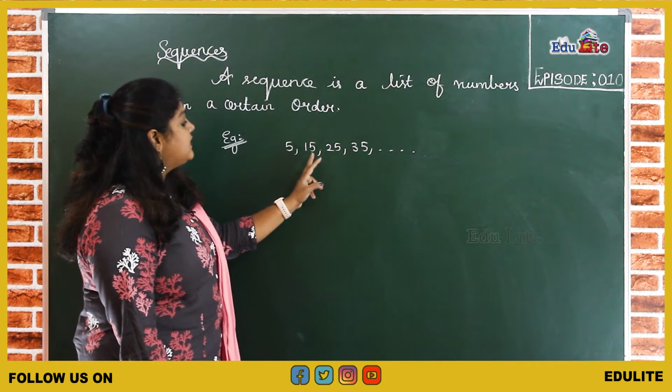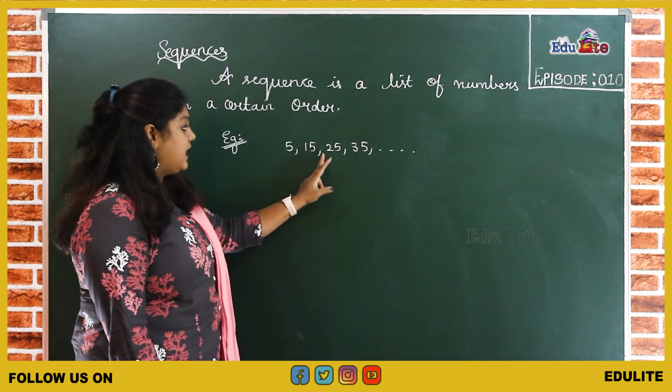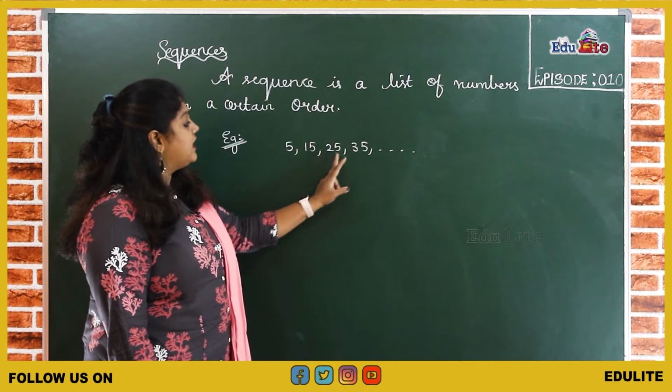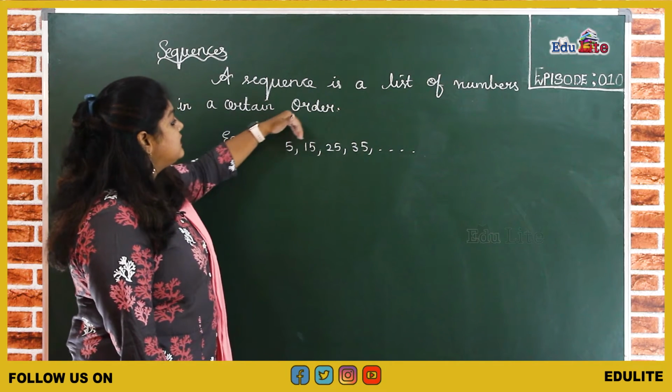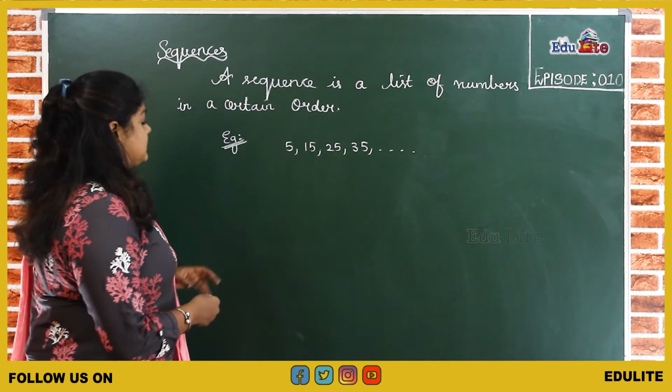If you again see the second term and the third term, the difference between the two is again 10. And the third term and the fourth term, the difference between them is again 10. So, this is a sequence, where the difference between all the numbers is the same. So, we call this a sequence.